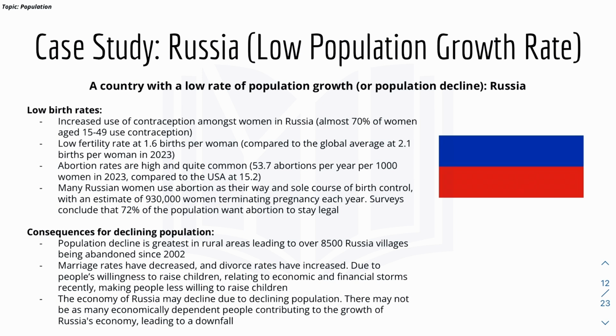And due to the low rate of population growth, Russia faces quite some challenges in the declining population. So number one, the declining population is greatest in rural areas, leading to many villages being abandoned. And the marriage rates have decreased and the divorce rates have increased. And because of a low population growth rate and emigration, the economy of Russia may decline, as the economically dependent people may increase, but the economically active people may decrease.